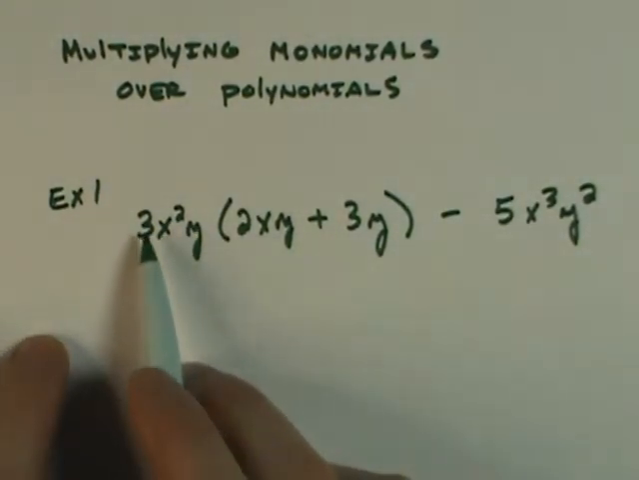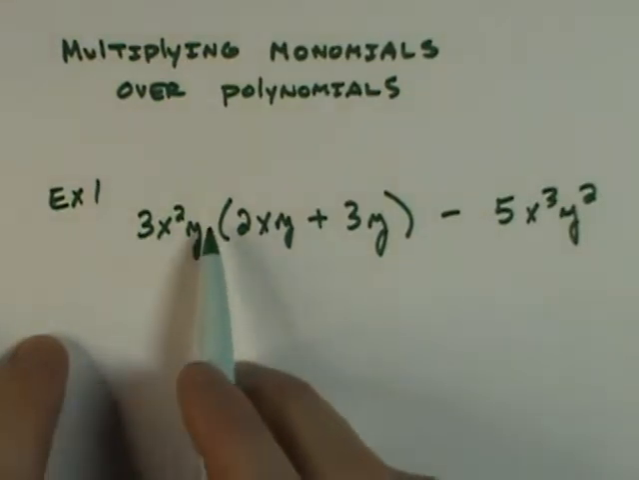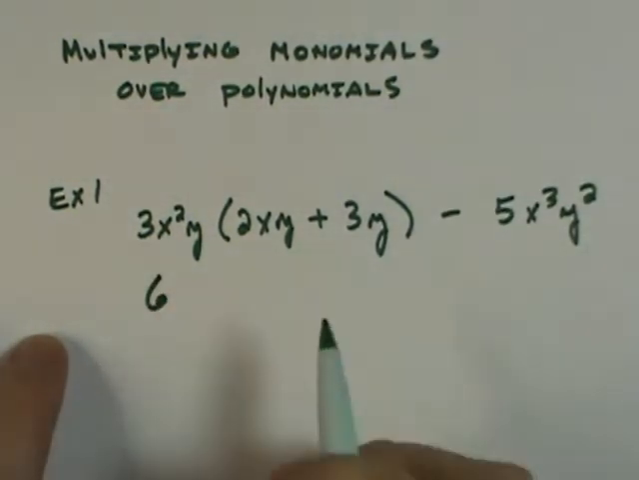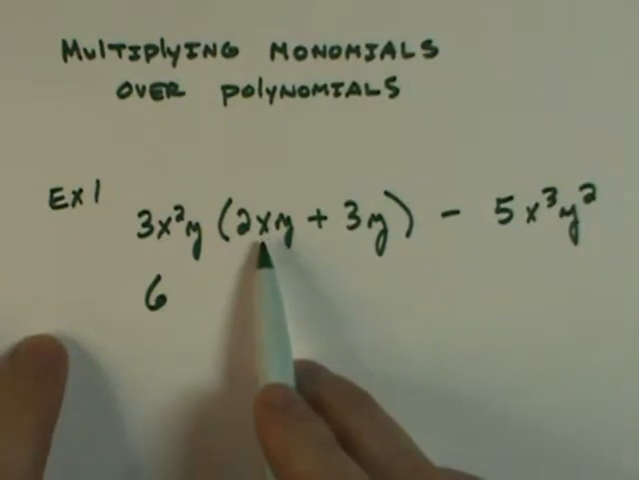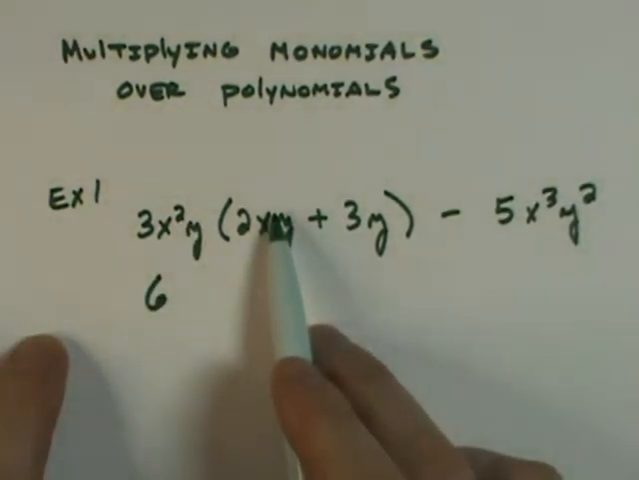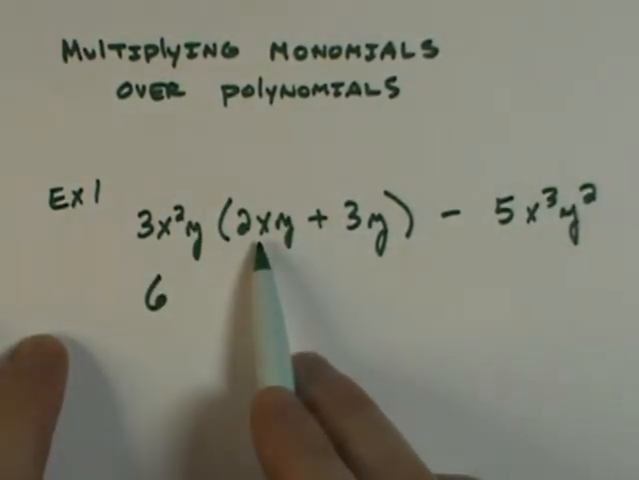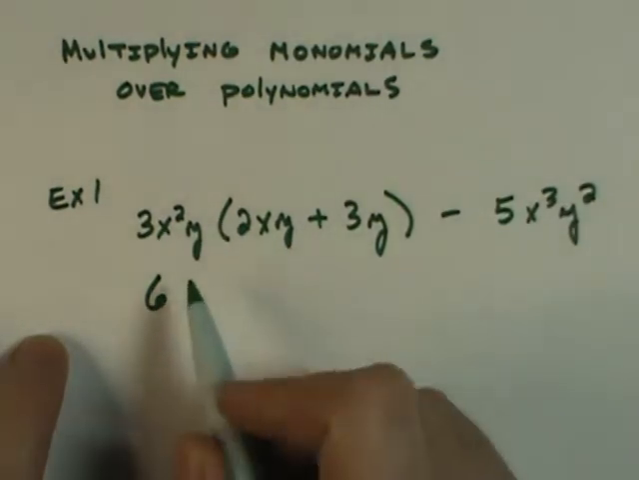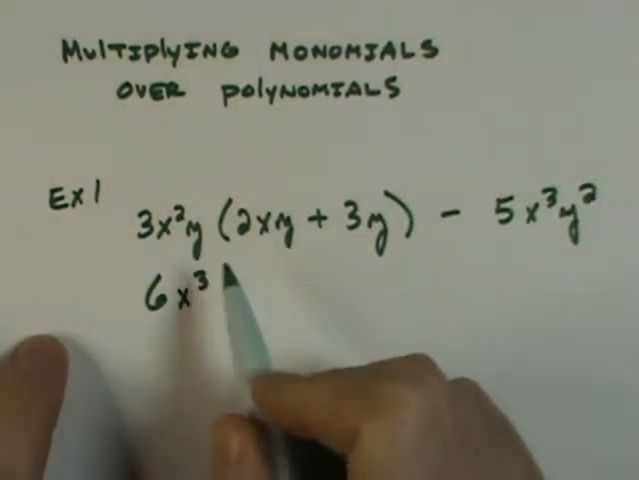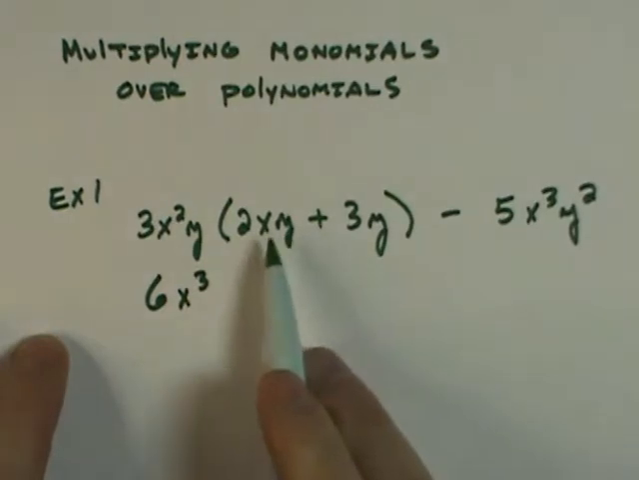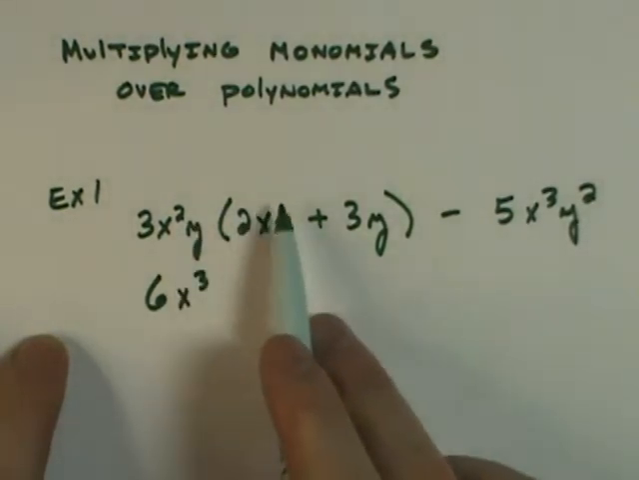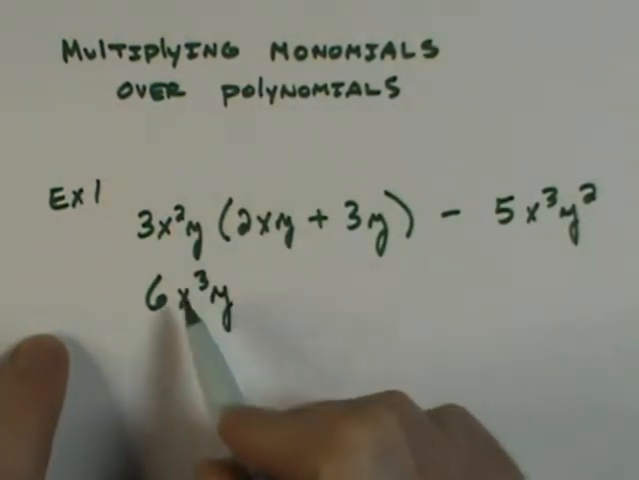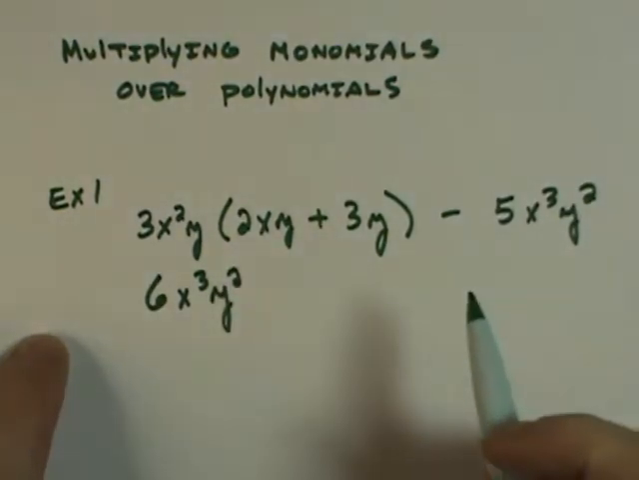We look at our regular numbers, our coefficients. 3 times 2 is 6. And then x squared times x would be our base exponent ideas. Common bases mean we add the exponents. So we can call this x cubed. Just like with the y, it's common bases, so 1 plus 1 is 2. We can call that 6x cubed y squared.